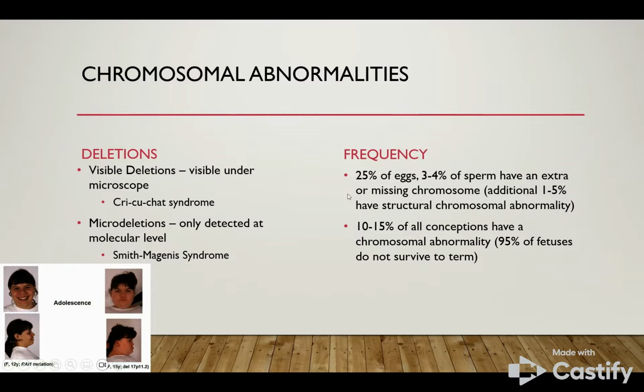25% of eggs and between 3 to 4% of sperm have an extra or missing chromosome. And an additional 1 to 5% have a structural abnormality. So, data tells us that between 10 to 15% of all conceptions have a chromosomal abnormality, and 95% of those do not survive to term. So it's far more likely that a pregnancy that has a chromosomal abnormality will not survive to birth.